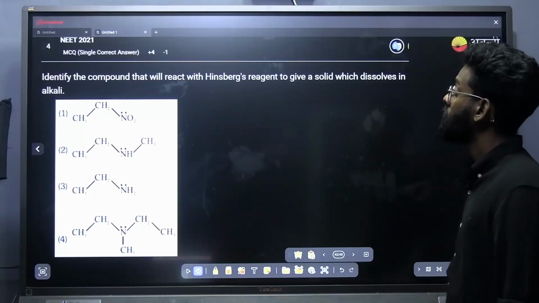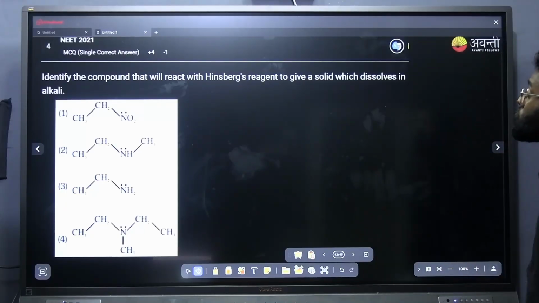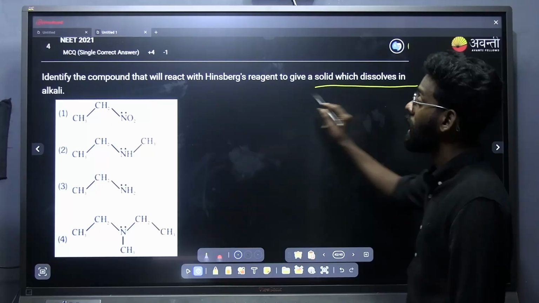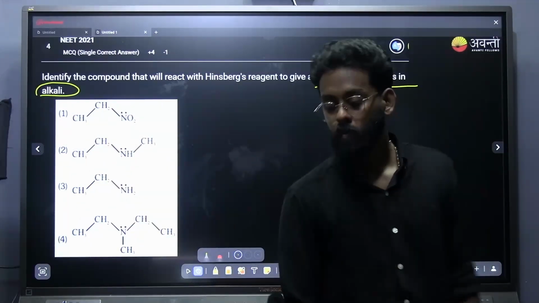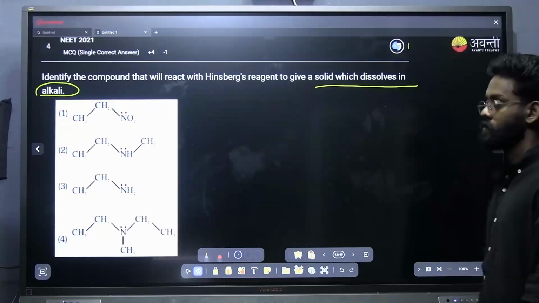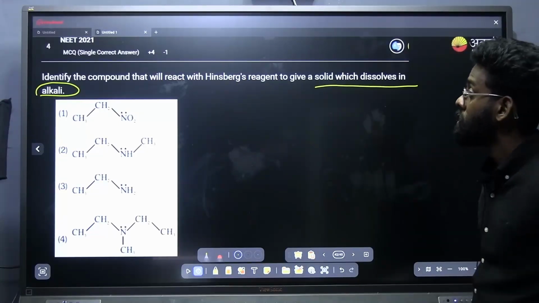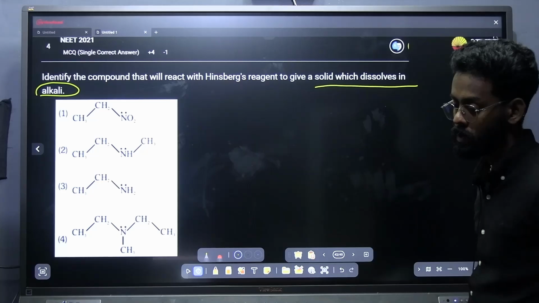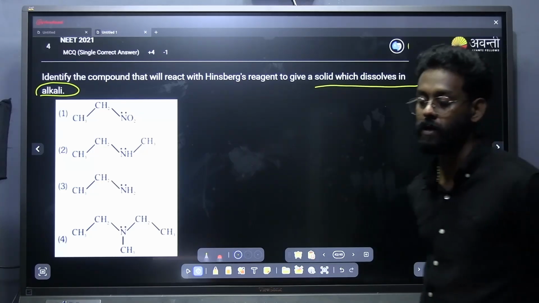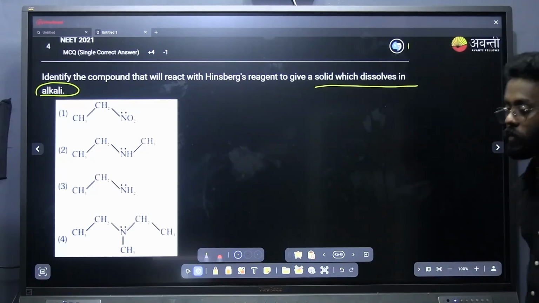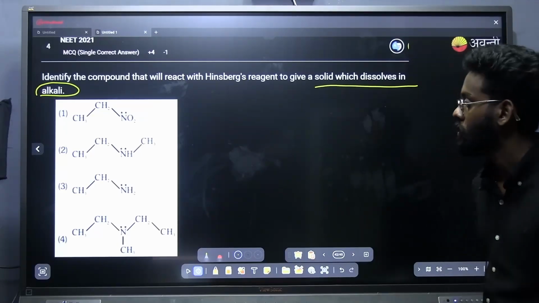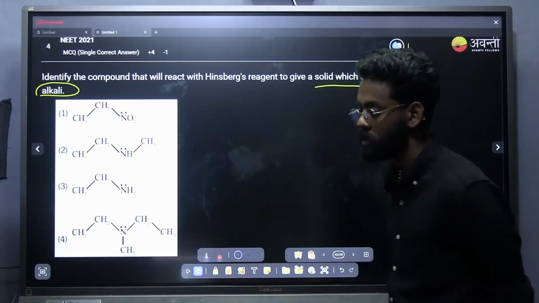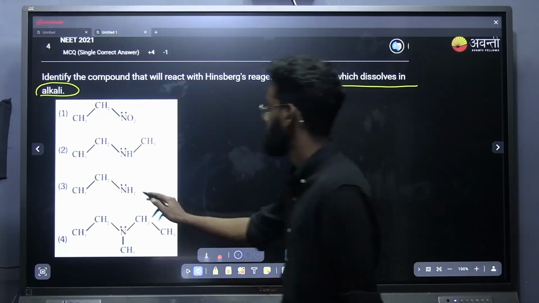Identify the compound that will react with the Hinsberg reagent to give a solid which dissolves in alkali. What is the answer? We already discussed this one in the class. Hinsberg reagent will be forming a compound that will be dissolved in alkali. Which is that compound? Option C. Yes, very good. Option C is the correct one.